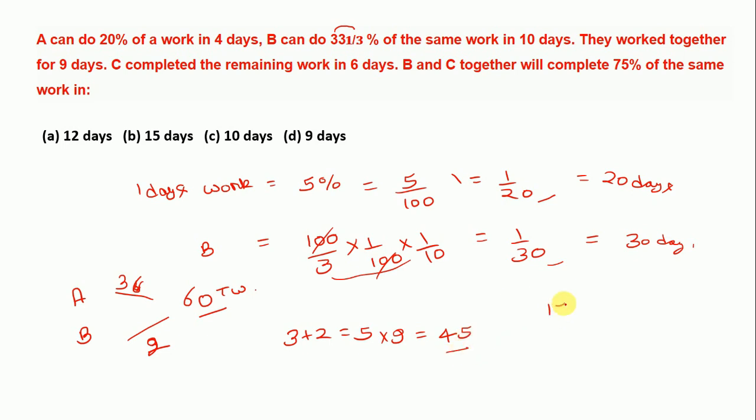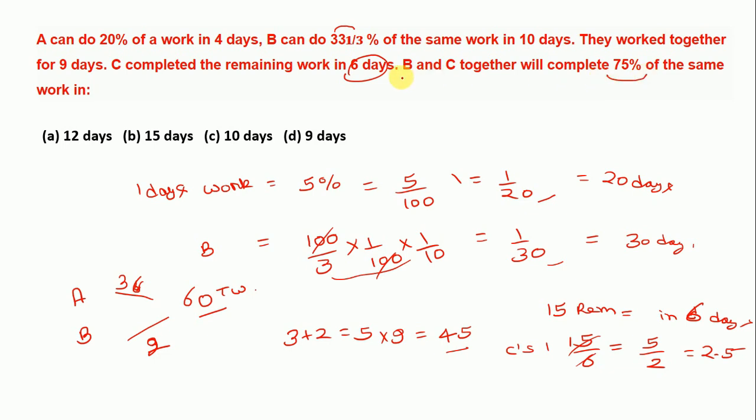So 15 units of work are remaining, and that work has been completed by C in just 6 days. It is given here in 6 days. So C's 1 day's work will be 15 by 6. So efficiency of C will be 2.5.